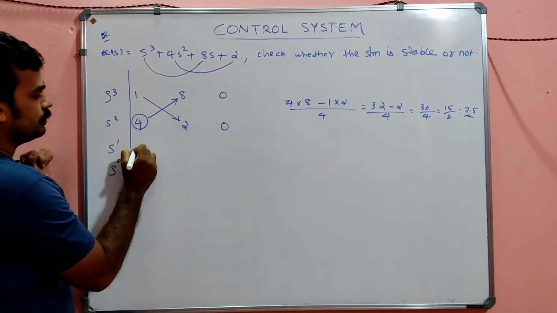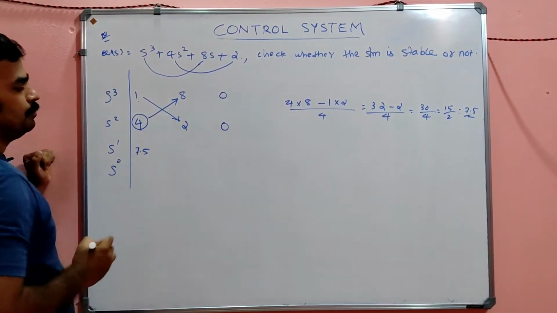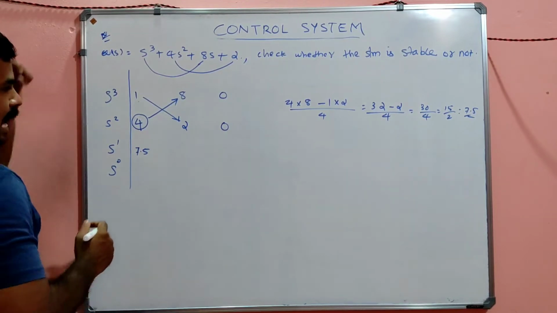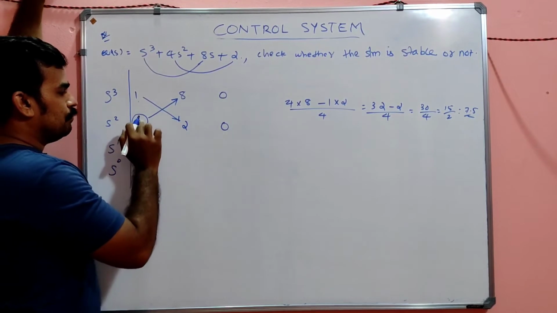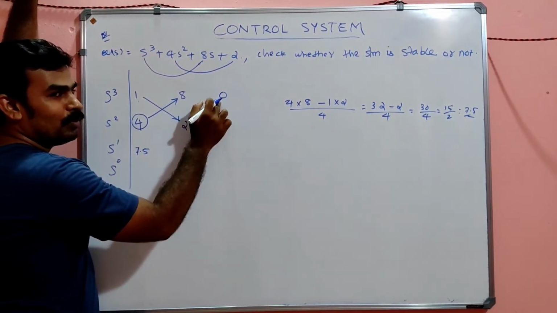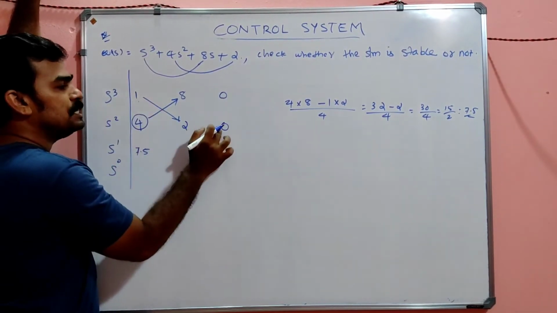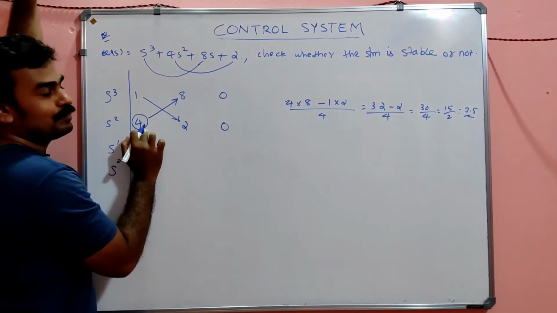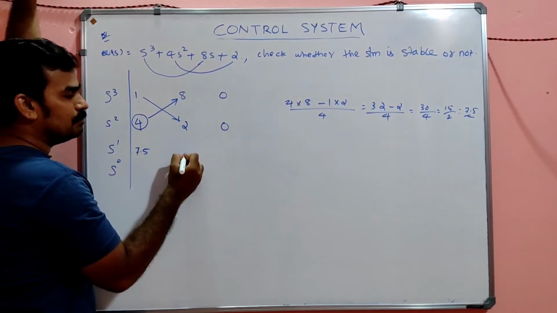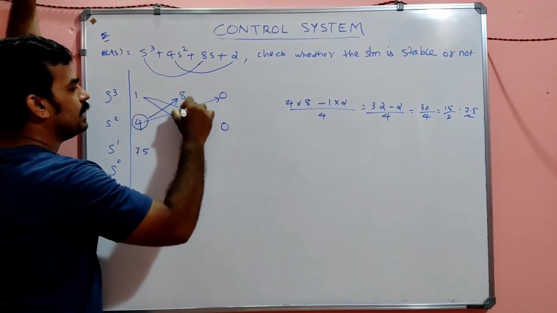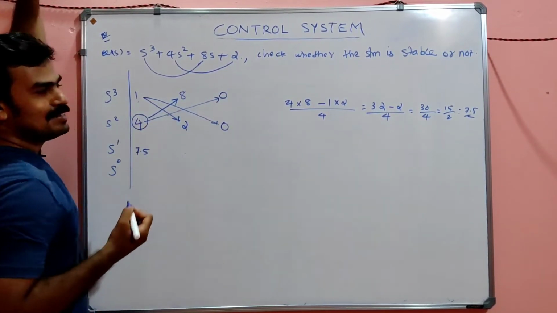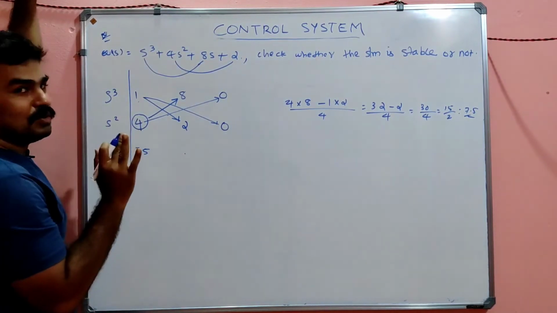Okay, so write it, 7.5. Okay, and the next term now, my dears: 4 into 0 minus 1 into 0 divided by 4. Next term is this term. This term means this into this minus again this into this divided by this. You focus on this only.